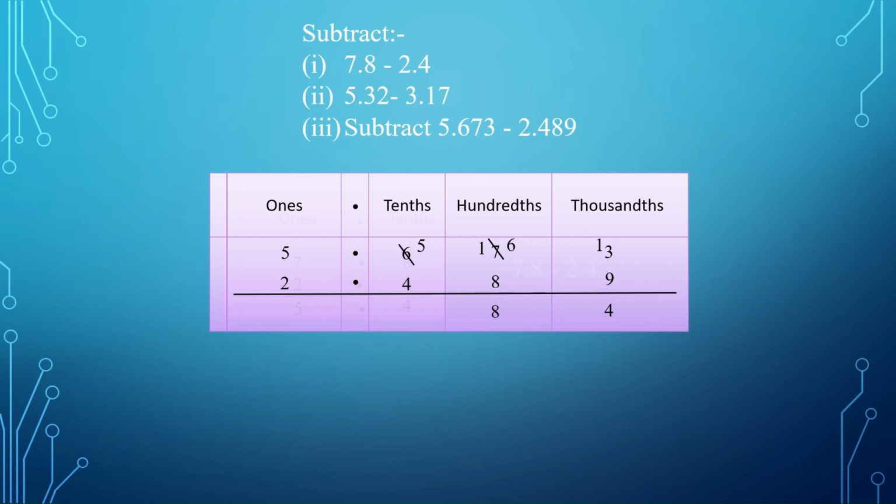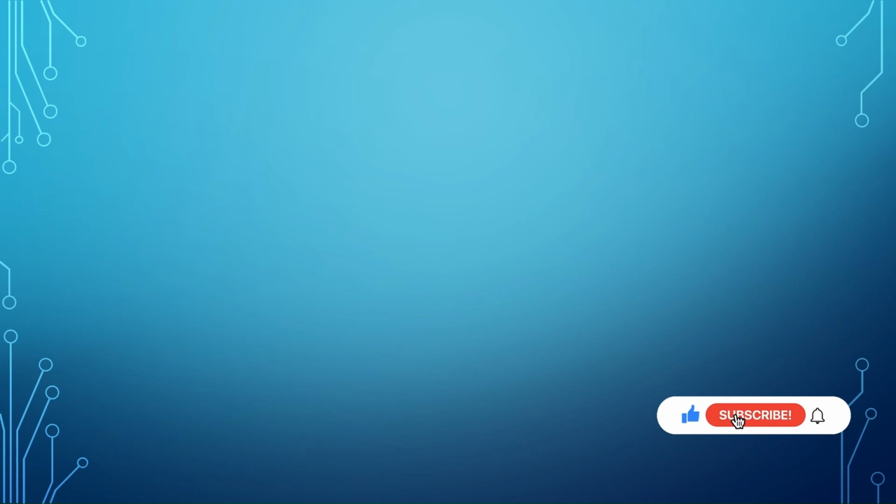So 16 minus 8 is 8, and 5 minus 4 in the tens place will become 1, decimal point, and 5 minus 2 is equal to 3. Therefore, the final answer is 3.184. Hope you have understood how to add and subtract using place value chart.